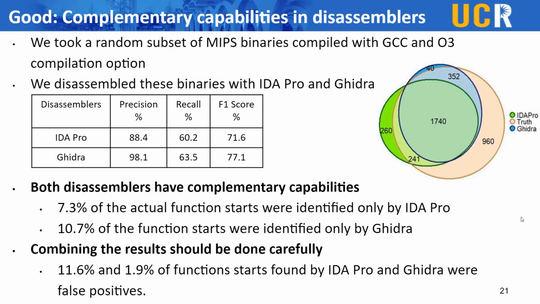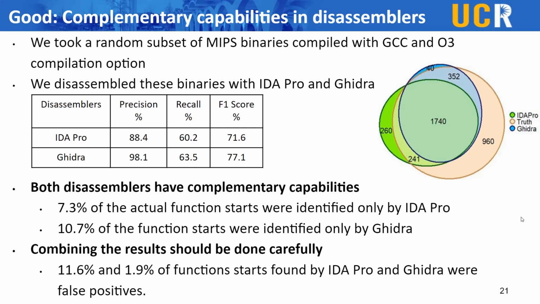Okay, so the good news is that the complementary capabilities of disassemblers is very good news, because it means that if we combine them, we can get superior disassembly accuracy. So if you look at the Venn diagram on the right, we have taken a subset of MIPS binaries and we are using IDA Pro and Ghidra to find out if each one of the disassemblers can find function starts that the other one cannot find.